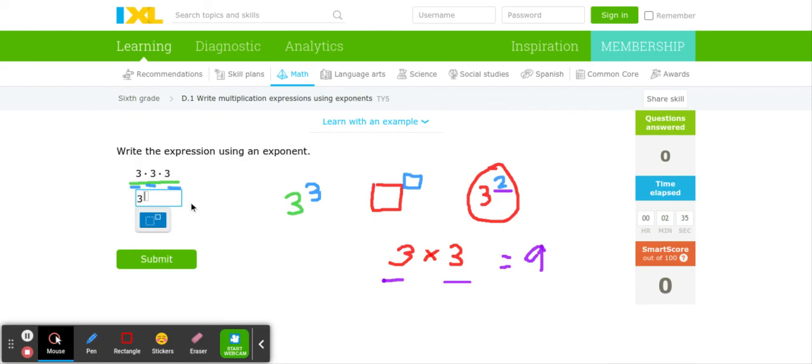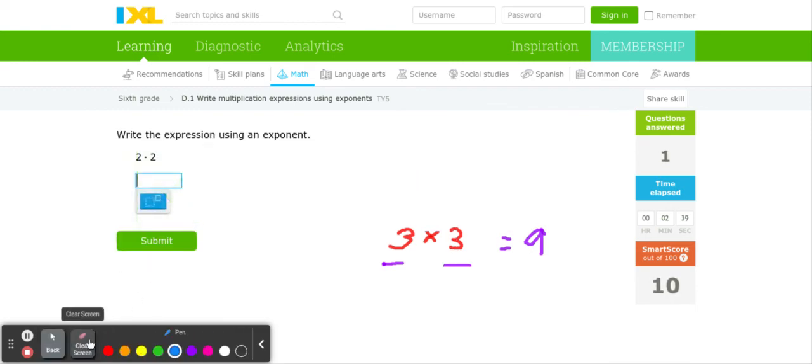Let's check our answer. 3 to the power of 3. And it was correct. Let's try one more. Write the expression using an exponent. So we're given 2 times 2. And just so you know, this dot right here is used to represent multiplication, not any other operation.